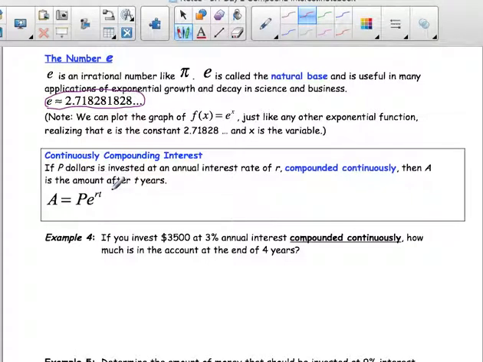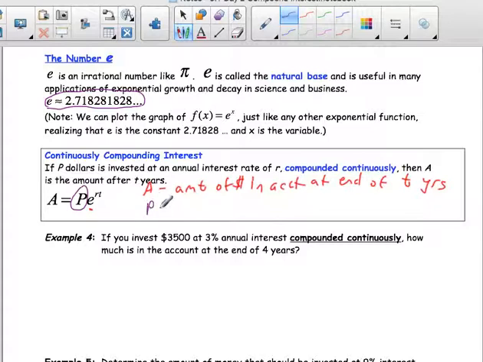If we have continuously compounded interest, that's a special application. In this case, we have to use the number e. And here's the formula. A equals P times e to the RT. A is the amount of money in the account at the end of the period of time. So amount of money in account at end of t years. P is the amount of money you initially invest. So that's called the principal.